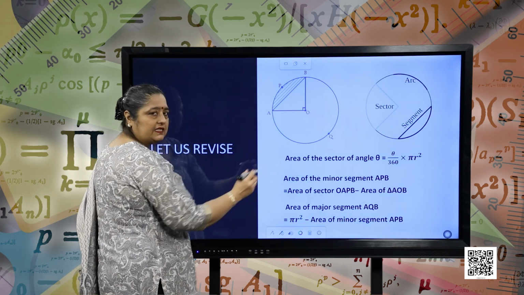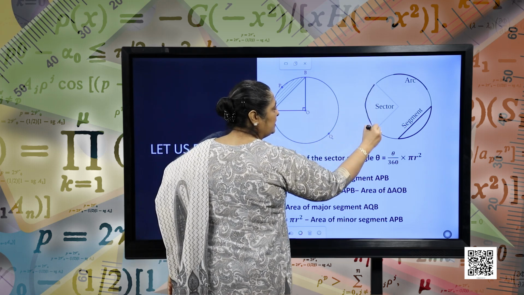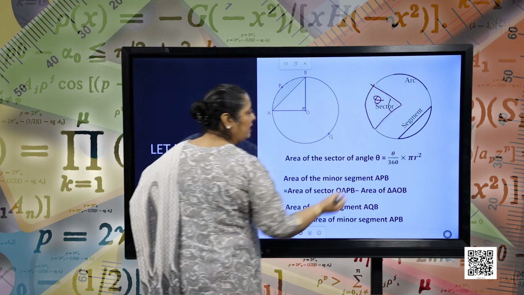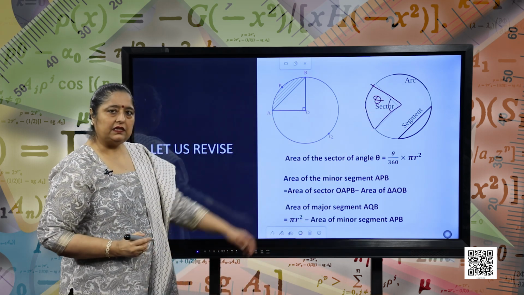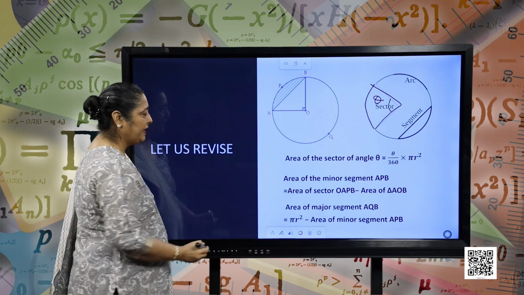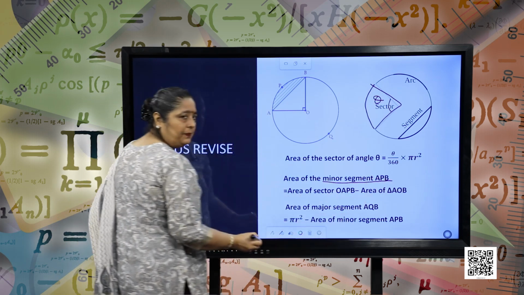Area of the sector of the circle with angle theta. This is the sector, right? And the angle is theta. Then the area will be given as theta divided by 360 into pi r square. Now, let us see what is the area of the minor segment APB.